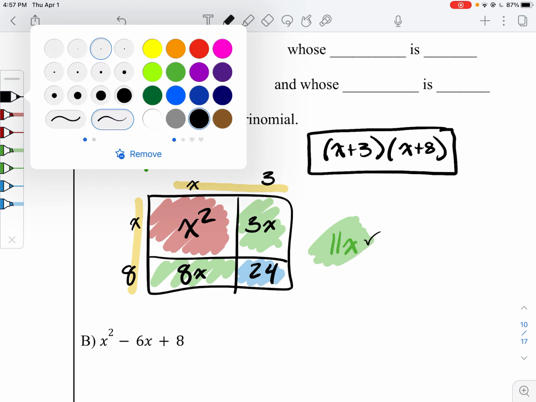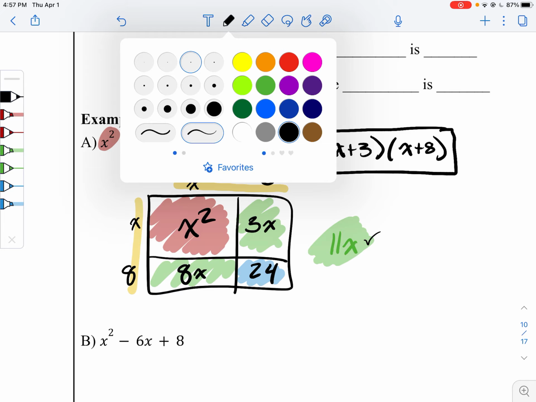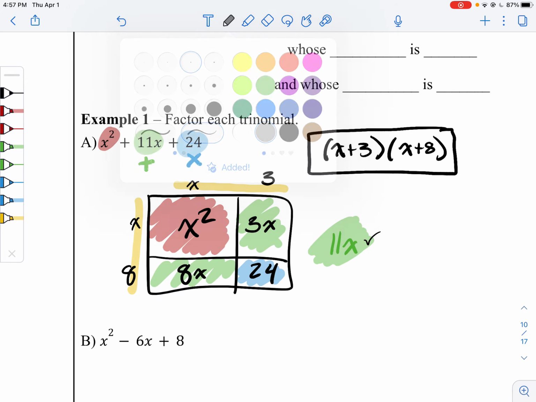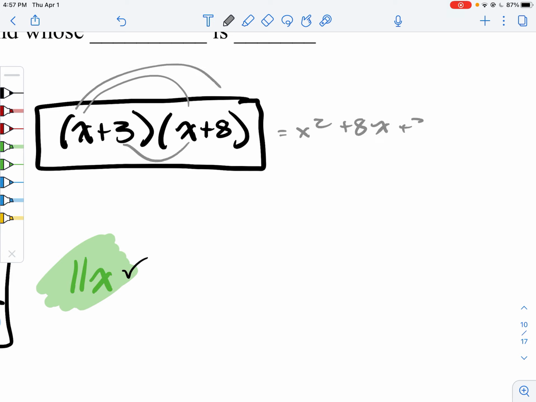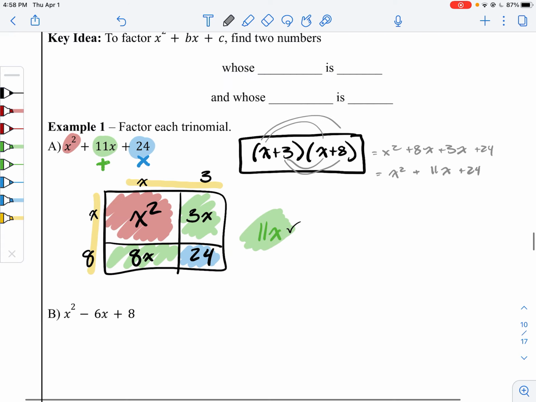You can check your work by saying, okay, does this actually multiply? And yes, it does. Because if we FOIL it out, we would get x squared plus 8x plus 3x plus 24. And lo and behold, 8x plus 3x is 11x. And that's the trinomial we started with. That equals our problem. Yay, okay? So that works.